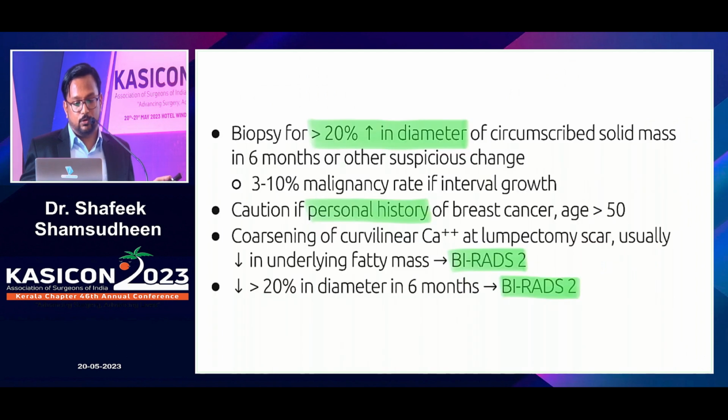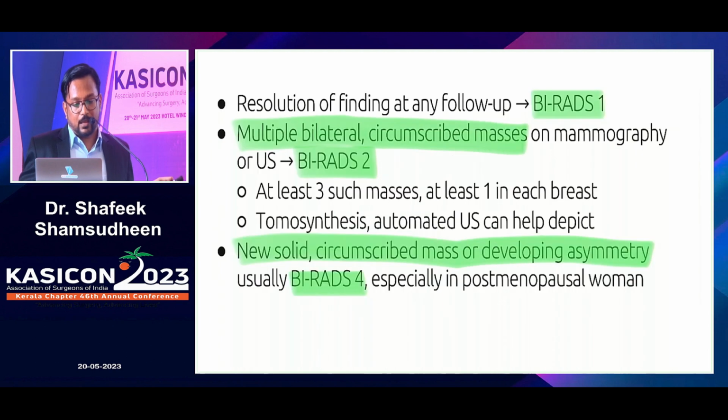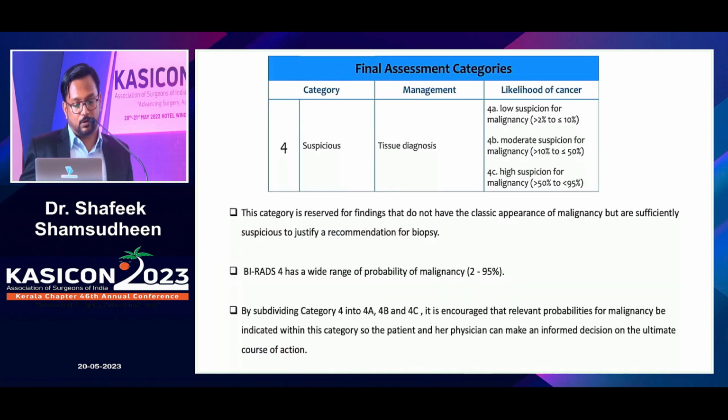Now, these are a few top tips for image interpretation of a BIRADS 3 lesion. Biopsy for more than 20% increase in diameter. Use caution if there is a personal history. Multiple lesions in both breasts, BIRADS 2. Developing asymmetry should be called BIRADS 4. Lastly, I'll just finish with these slides.